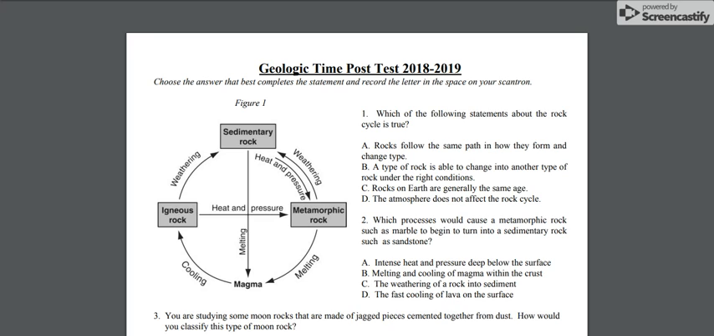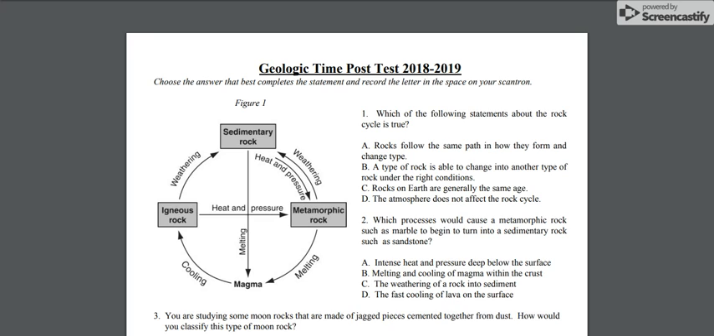Number 1, which of the following statements about the rock cycle is true? A, rocks follow the same path in how they form and change type. B, a type of rock is able to change into another type of rock under the right conditions. C, rocks on Earth are generally the same age. D, the atmosphere does not affect the rock cycle. Be sure to look at figure 1 to the left there.